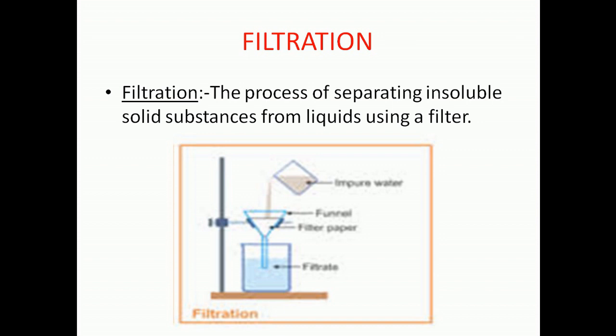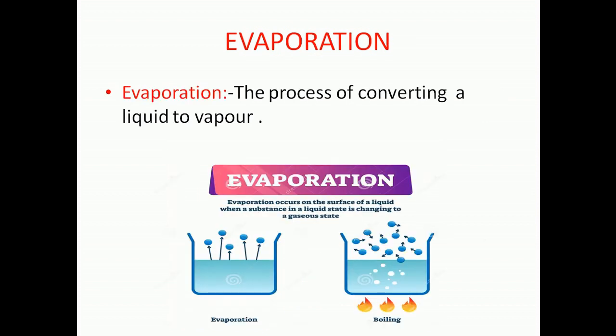Now children, we will learn how to remove soluble substances from water. Soluble substances can be removed from water by evaporation or distillation. Evaporation is a process of converting liquid to vapor. In this method, water containing soluble impurities like salt or sugar is heated. On heating, water changes into water vapor and escapes. The impurity, that is salt or sugar, is left behind.